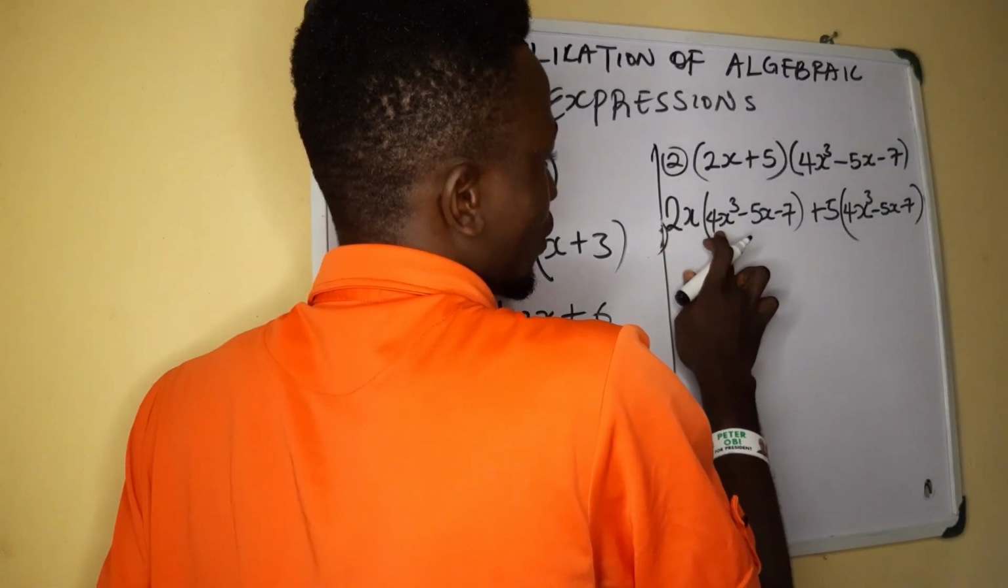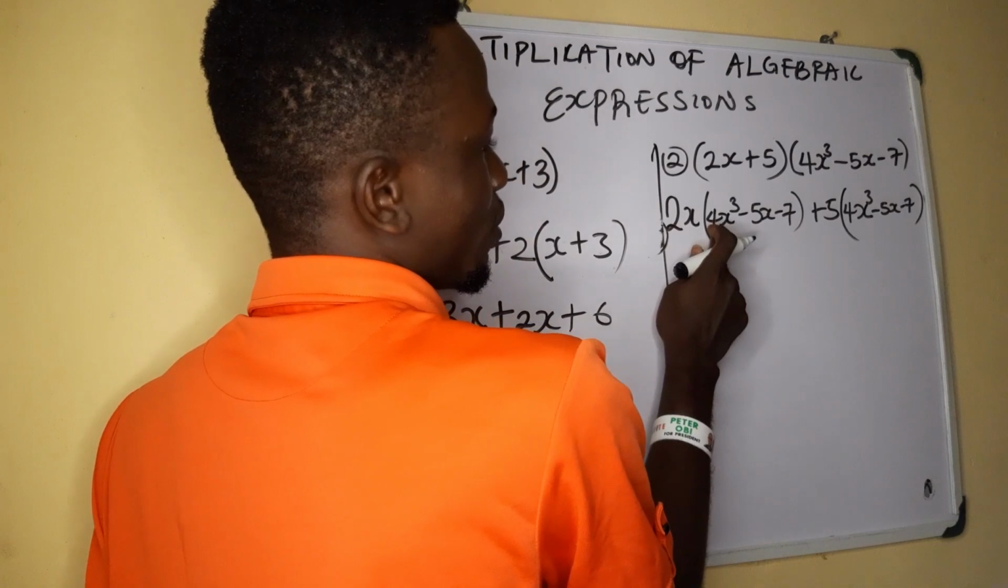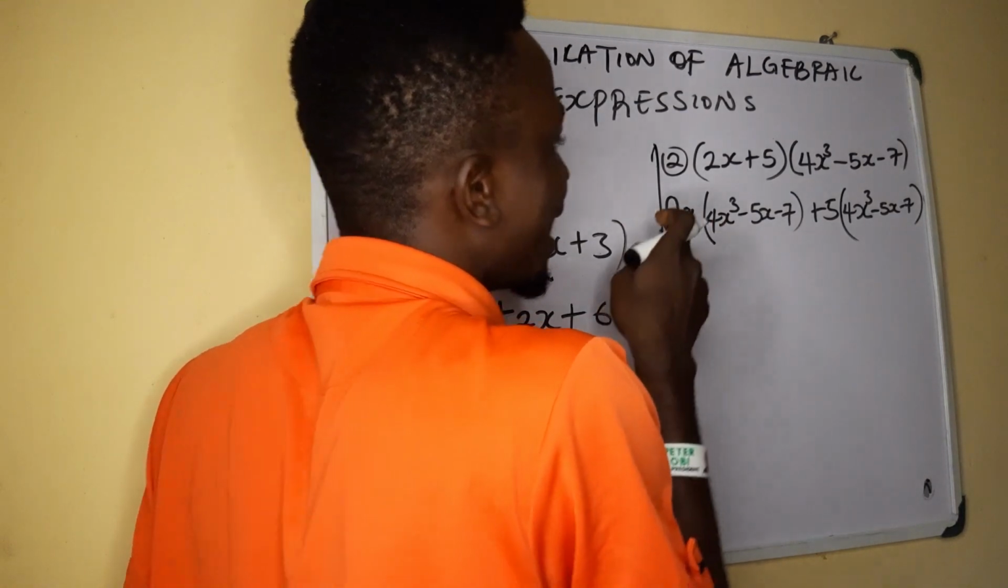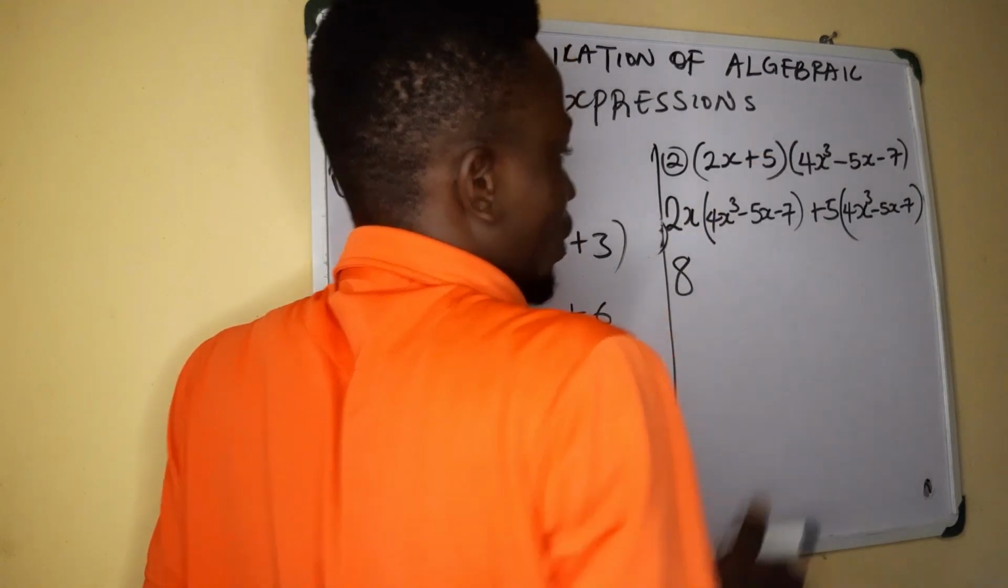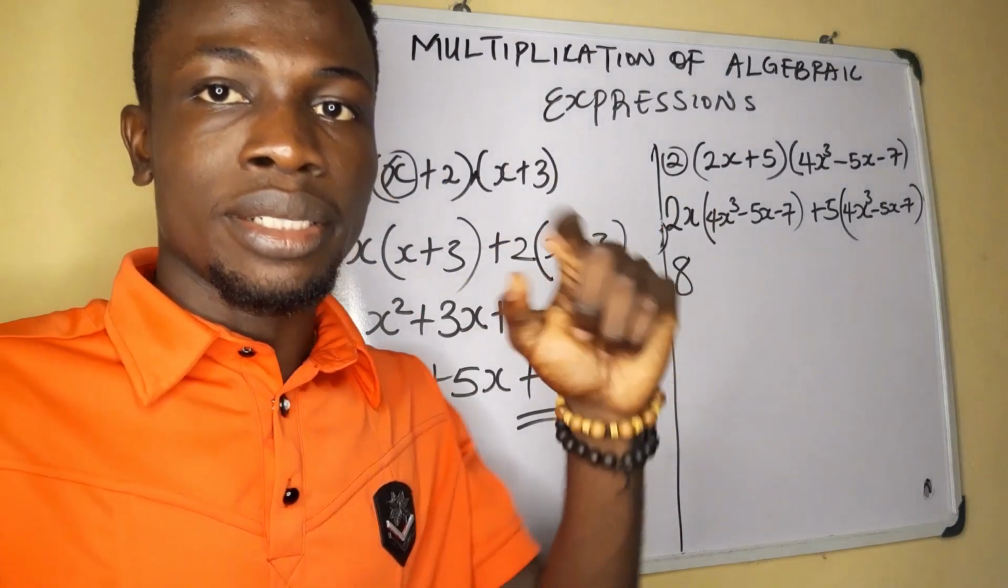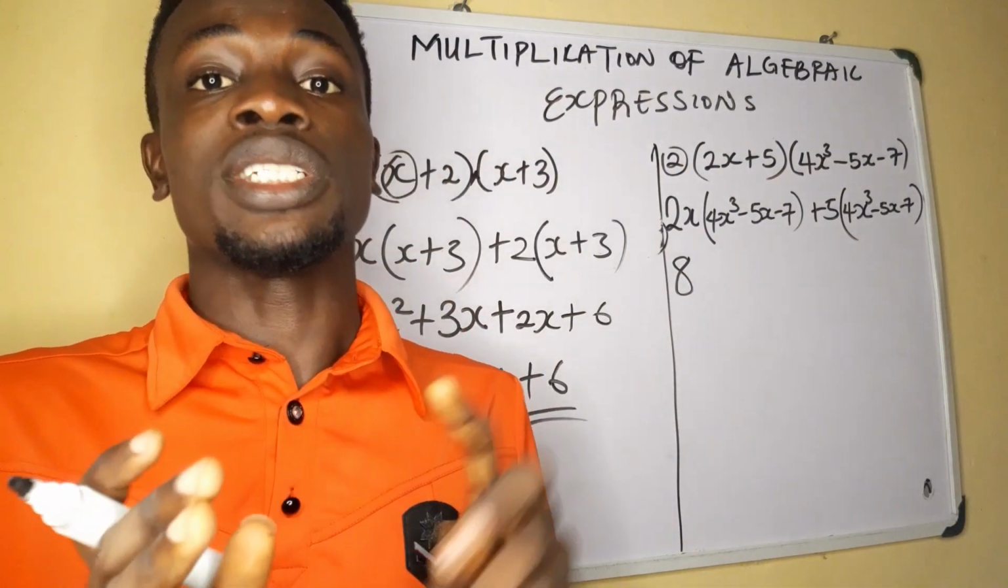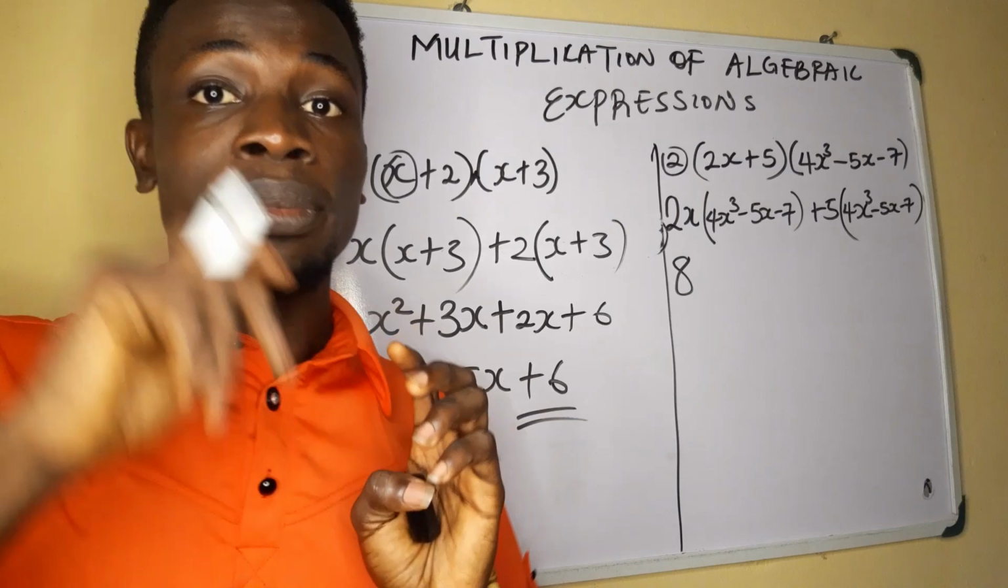2x times 4x raised to the power 3. 2 times 4 will give us 8. Then x times x raised to the power 3. Now remember the teachings on power. If you still don't know it, please go back to the teachings. It's on my YouTube channel.